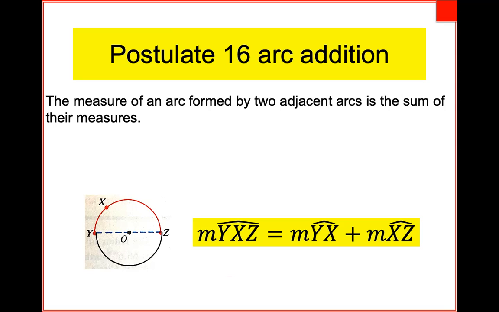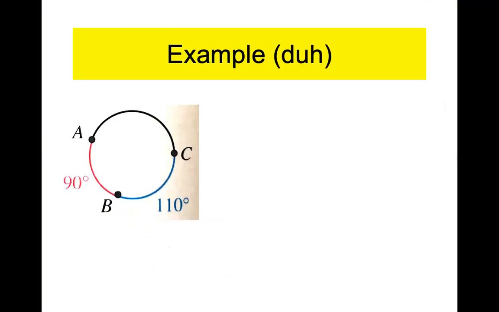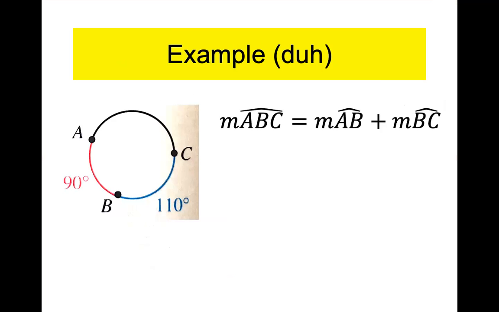All right, we good with postulate number 16. I don't know if it's the last postulate in the book, but it might be. All right, remember we don't prove postulates. All right, here's a duh example. Who wants the duh example? I'll take it. All right, Ethan wants the duh example. Ethan, how big is ABC? No. Oh, Lord. 200. 200, yes. Sorry.